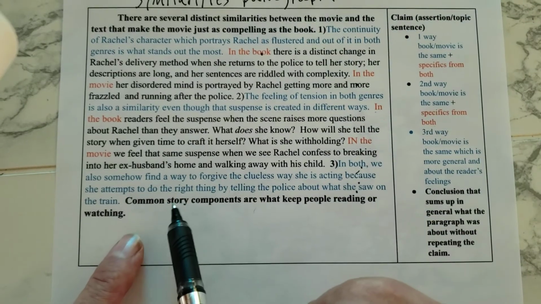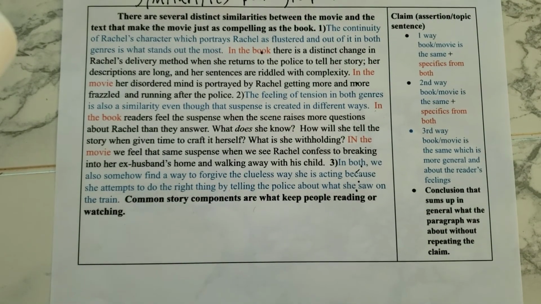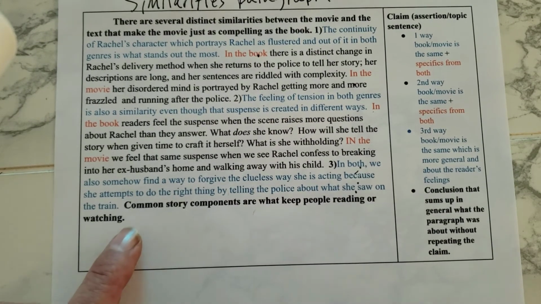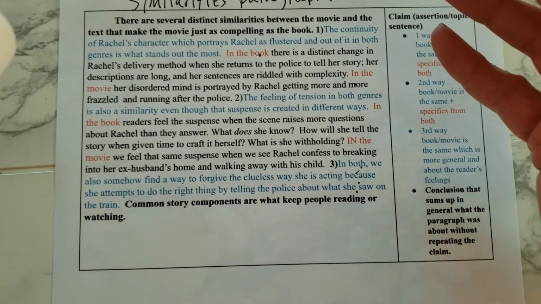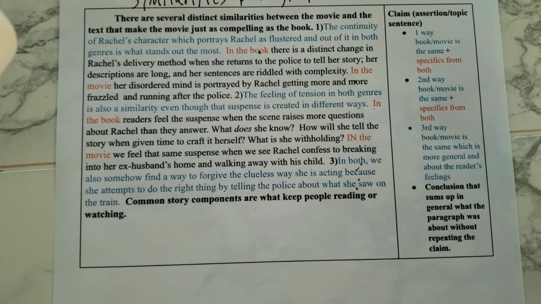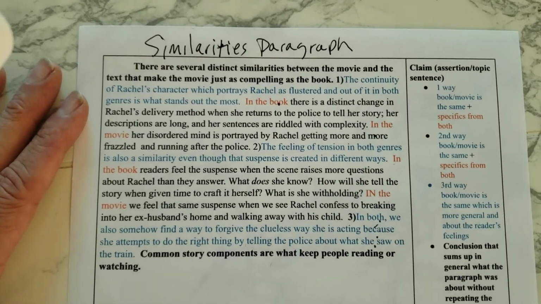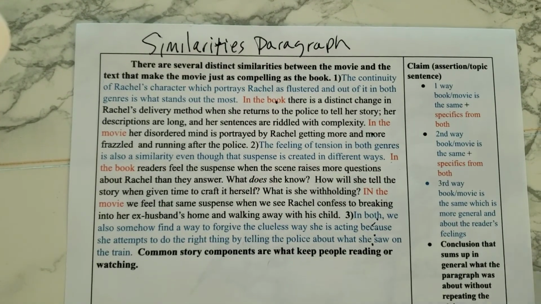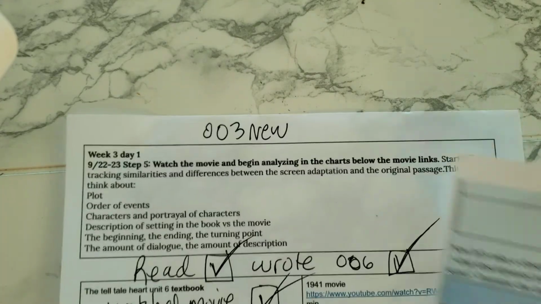Something like, common story components are what keep people reading or watching. Or these common elements are what make the story that you read still famous, or whatever. So that's a similarities paragraph. Where am I going to write it? Am I going to turn it in? Yes, but not right now, because right now, here's what you're doing.